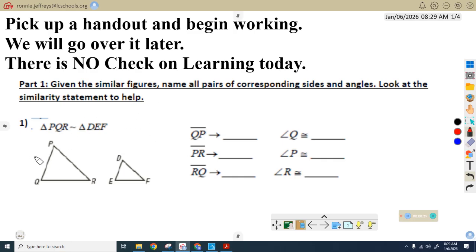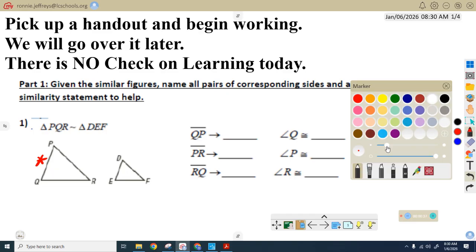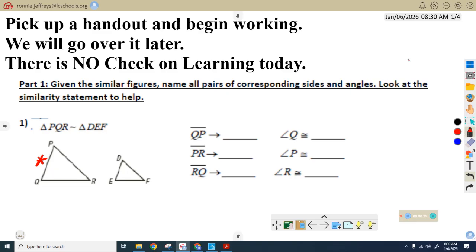Similar polygons. They have to correspond. So this is asking that line segment QP, which is here, what does that correspond with? E, D. Okay, it's got to go in the same order. It said QP, so we're going.